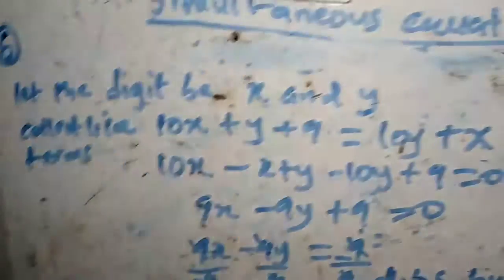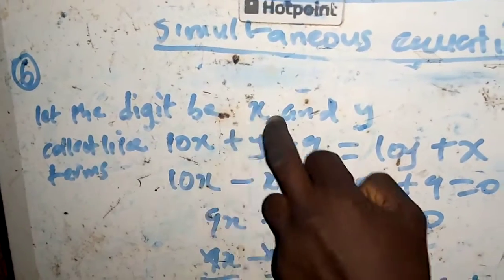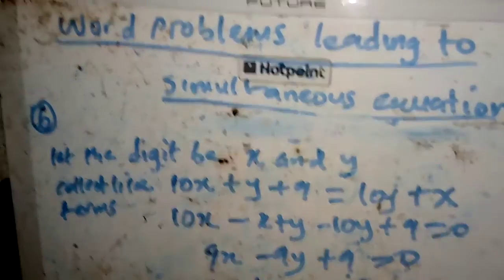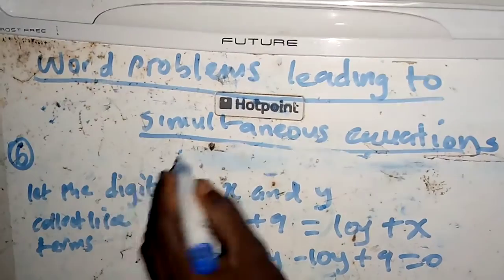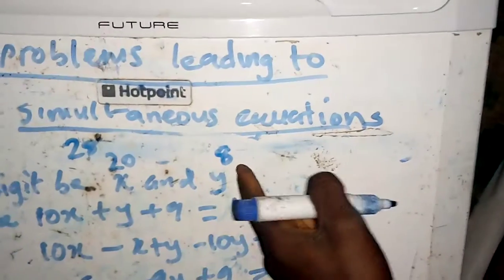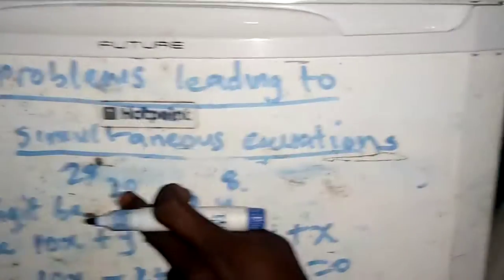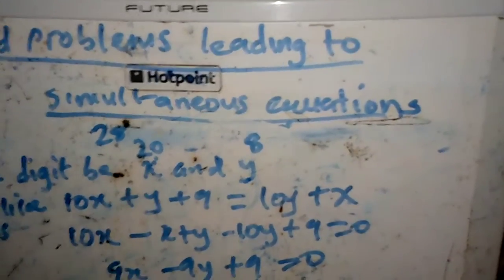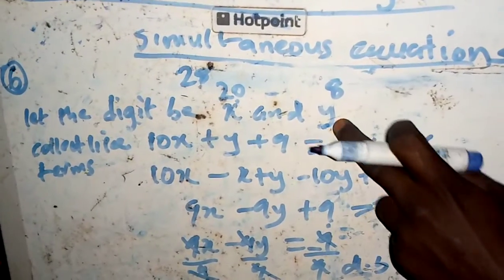The question says two digits. You will say we don't know the digits, so you say let the digits be x and y. A number has two digits, meaning you can assume the number is 28, that is 20 and 8. This is the units part and this is the tens digit. So x is the tens digit and y is the unit part. But you must note that the number is not given. We don't know the number, so we assume this is the tens digit and this is the unit part.